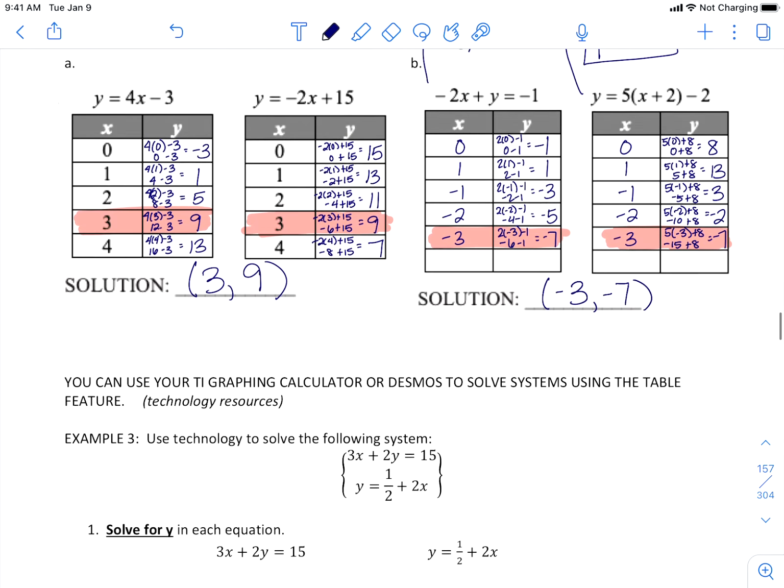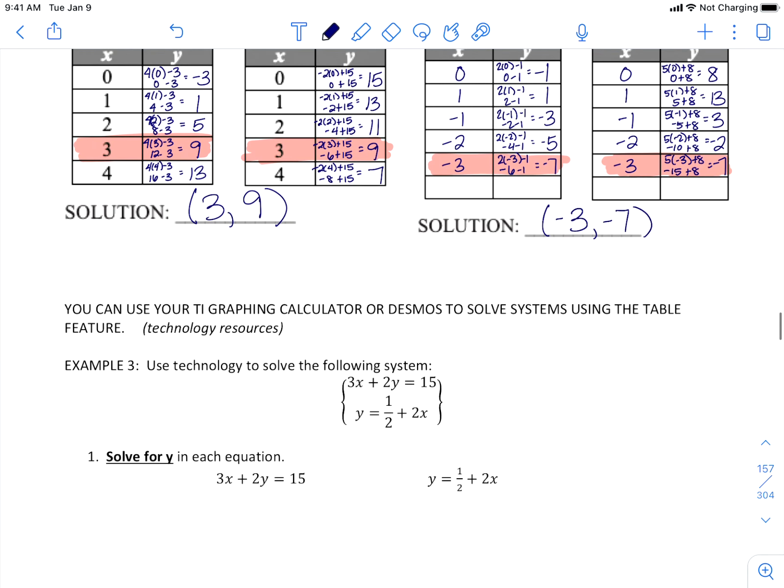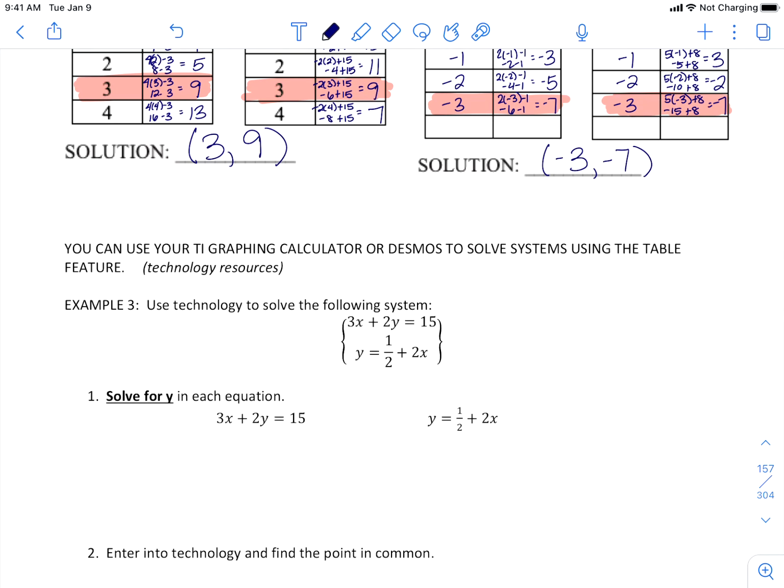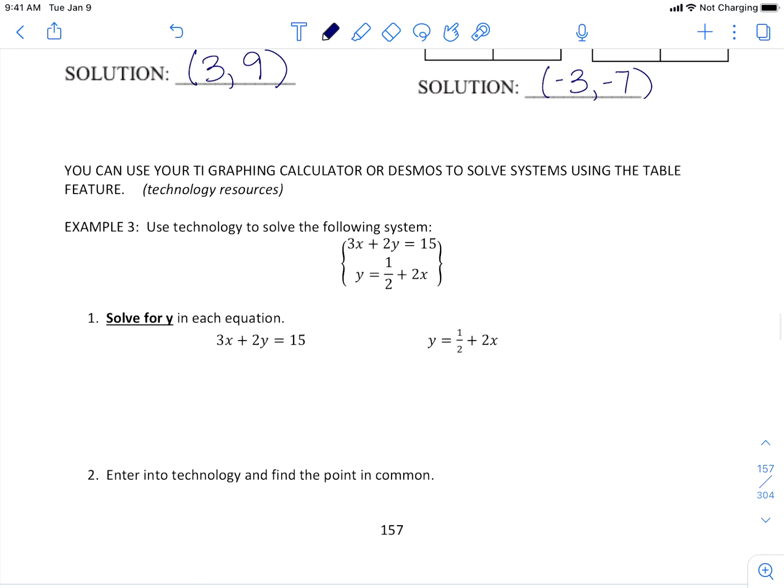You can also use your TI graphing calculator or Desmos to solve systems using the table feature. So it says use technology to solve the following systems. First, we have to solve for y in each equation. Here I'm going to subtract 3x. I have 2y equals negative 3x plus 15. Divide everything by 2. Y equals negative 3 halves x plus 15 halves.